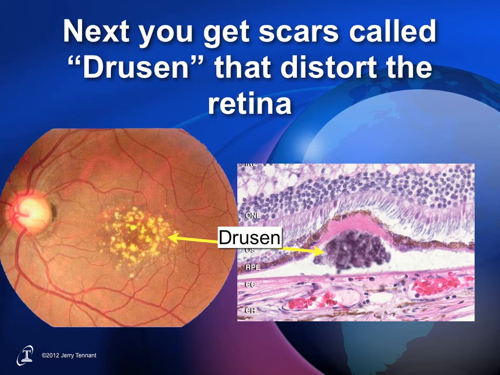These scars are called drusen. As you look in the back of the eye, they look like little yellow waxy spots, and in a histology cross-section, you see these deposits that are a mixture of calcium, cholesterol, and fibrous tissue. Namely, they are scars. You can also see in this image how the drusen distort the cones or the antennas, making it more difficult for them to pick up images.